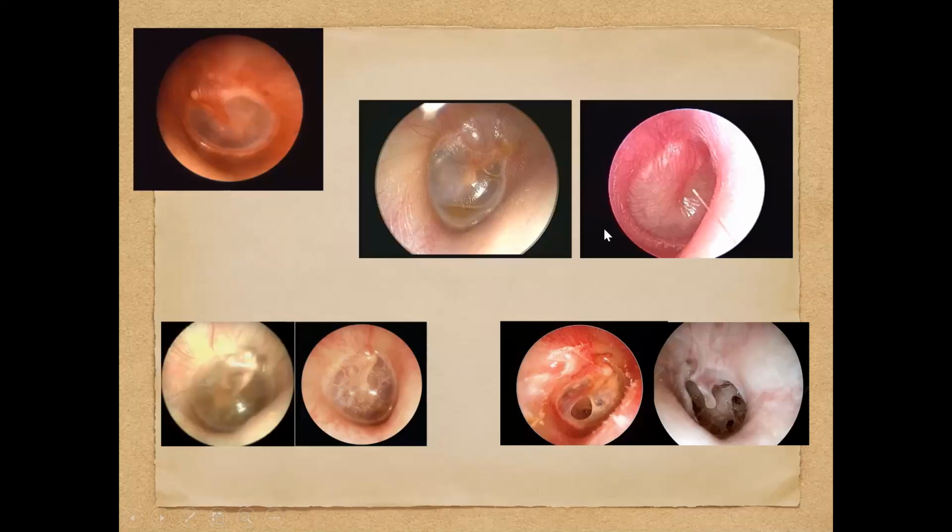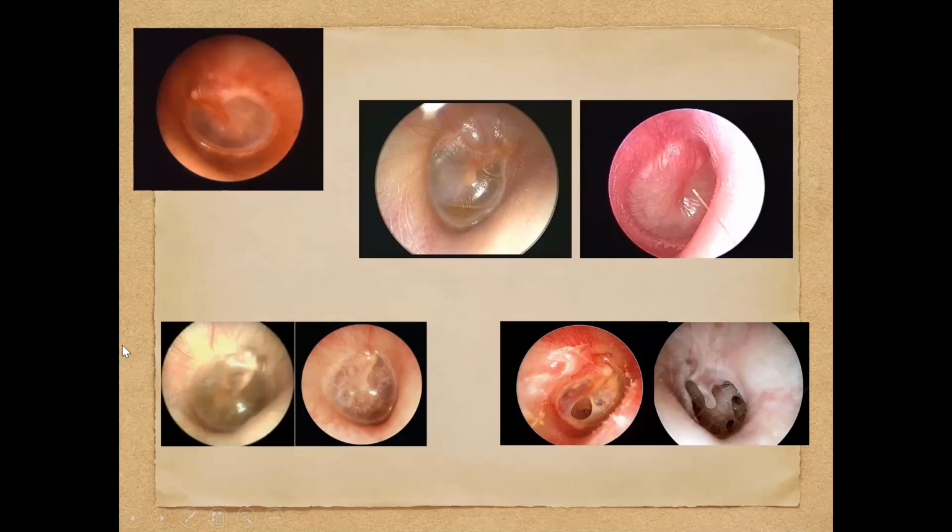This is an air bubble. Then we have a hyperemic bulging. So this is the prodrome stage. This is the inflammatory stage. This is the suppurative stage. You see the eardrum is intact, but you have pus in the ear. This is otitis media with effusion. This is acute otitis media.